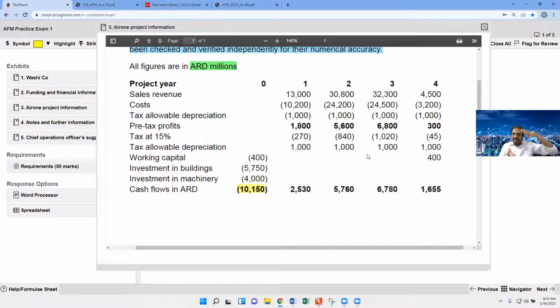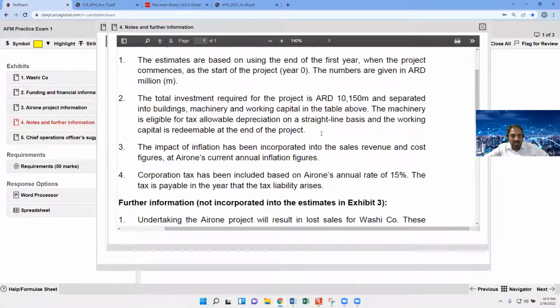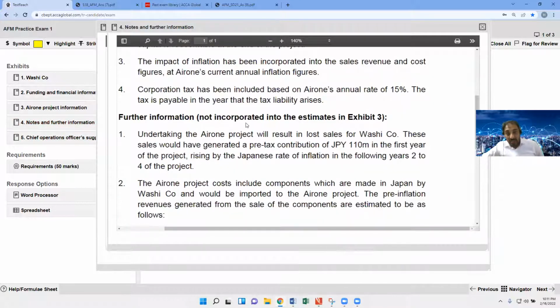So one area of international investment is already covered. That is the foreign investment cash flows. We just take the cash flows, assuming all of them are right, because the examiner mentioned here that all things are right. And then convert and move on with the further cash flows. That's locally. Further information not incorporated in the estimates in Exhibit 3, that we need to incorporate.